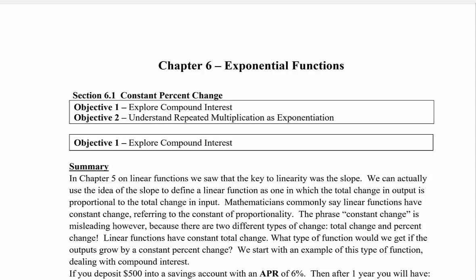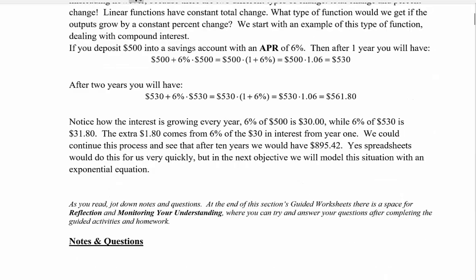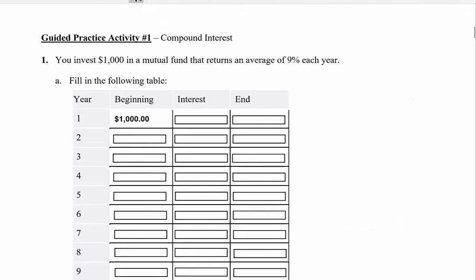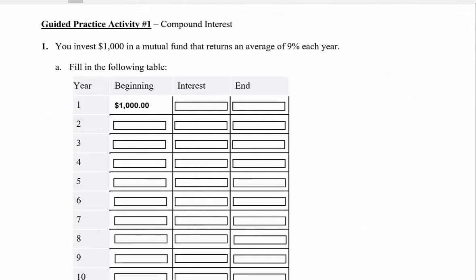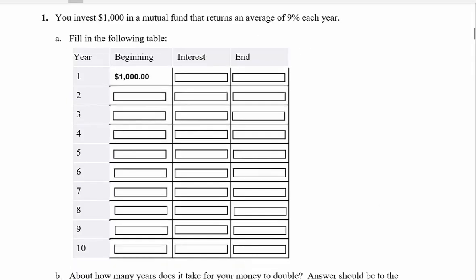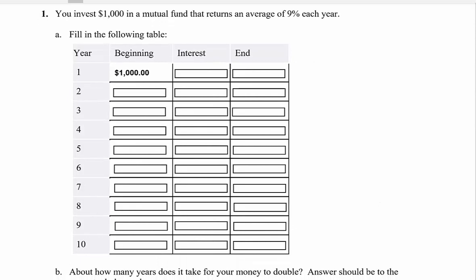We are in 6.1. Let's go to our first guided practice activity, compound interest. So if you invest $1,000 in a mutual fund that returns an average of 9% each year, we can use this table to figure out how much money you're going to earn in that account each year. So you're starting with 1,000.